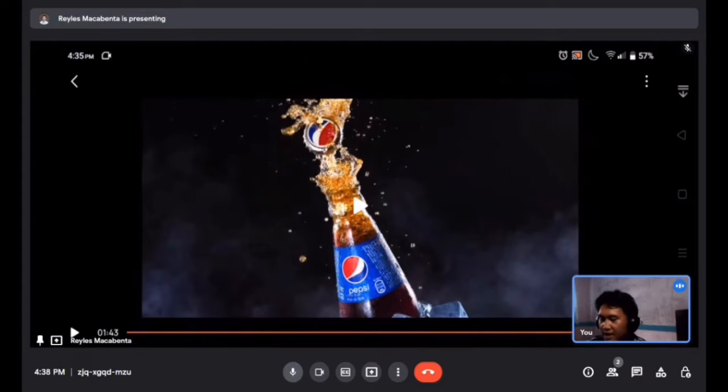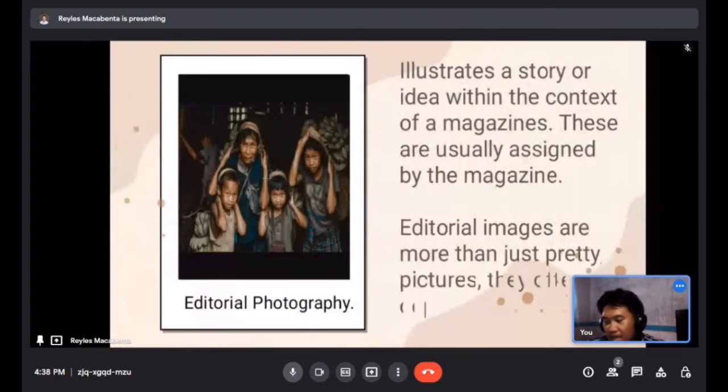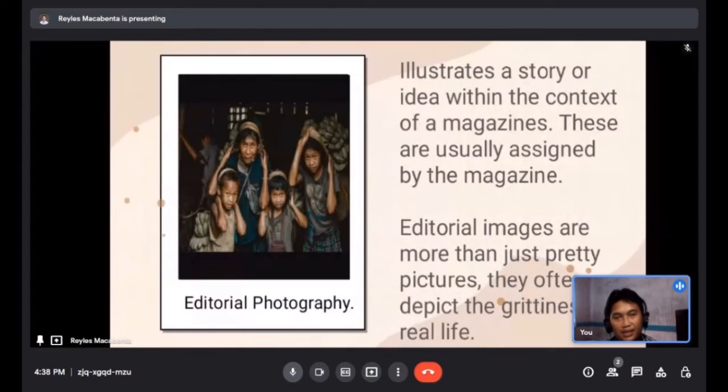So that was the advertising photography. So without further ado, let's also proceed to the editorial photography. Editorial photography illustrates a story or idea within the context of a magazine. These are usually assigned by the magazine. Editorial photography, as what I have read kanina, really aims to tell a story or portray a concept.